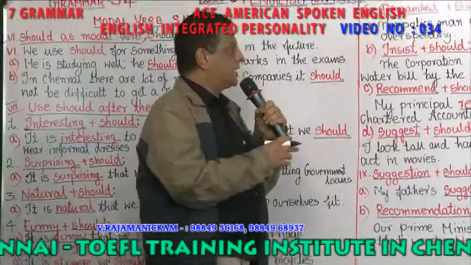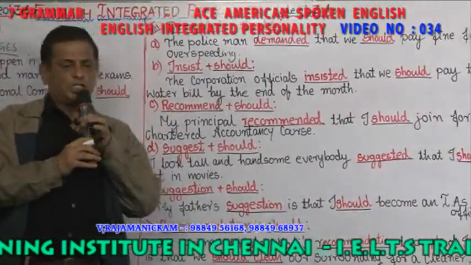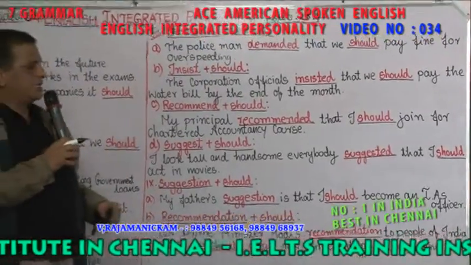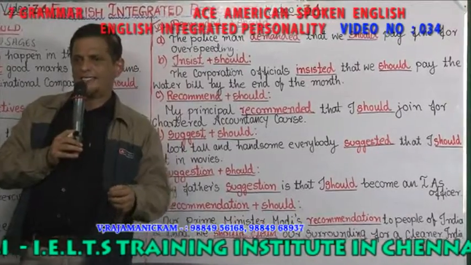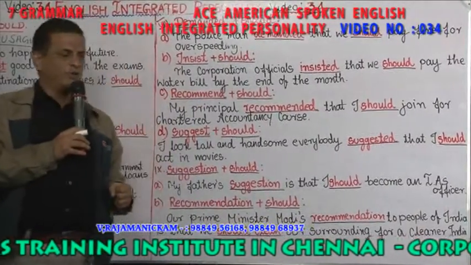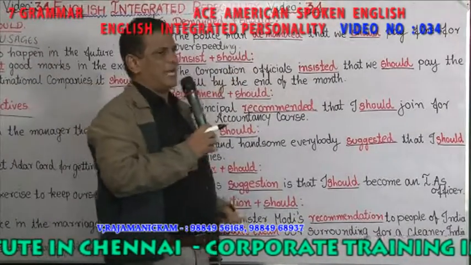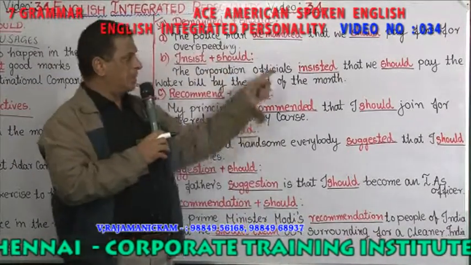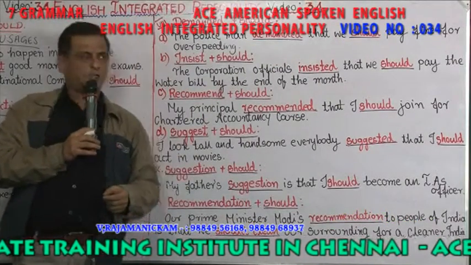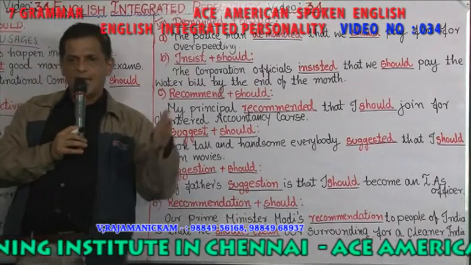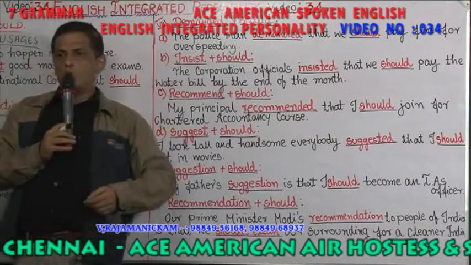And here, demanded. All past participles are adjectives. Demanded is used with should. Demanded means they are asking something with full rights; they have the right to get it from you. So the policeman demanded, which means he has the right to ask, that we should pay fine for overspeeding. The policeman asked you to pay the fine.